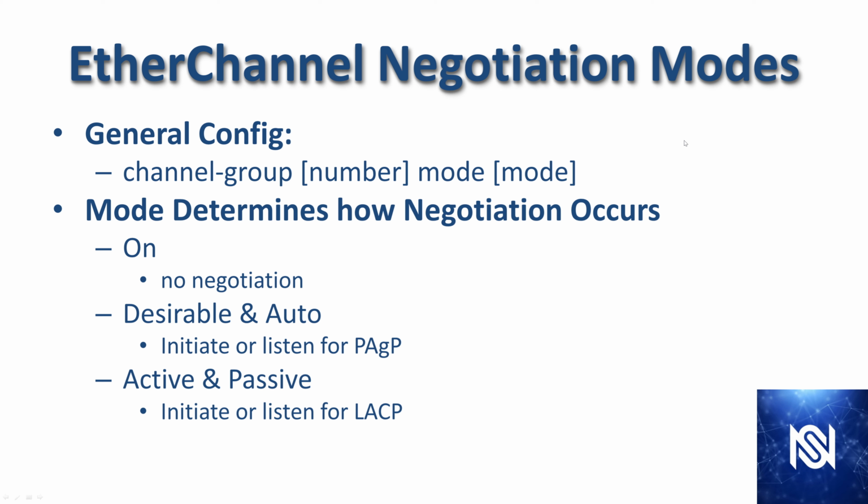You use the channel group command, then you give it a number, and then you also declare the mode. And then that mode determines how the negotiation occurs. If you use the mode on, both sides of that Etherchannel would have to have the negotiation set to on in order for it to function. And this basically means that there is no negotiation, and this is what we call turning it on statically. And then if you set the mode to desirable or auto, that's how you either initiate or listen for the PAgP protocol, and then you can set it to active or passive to initiate or listen for LACP.